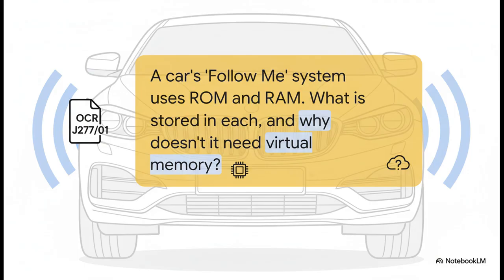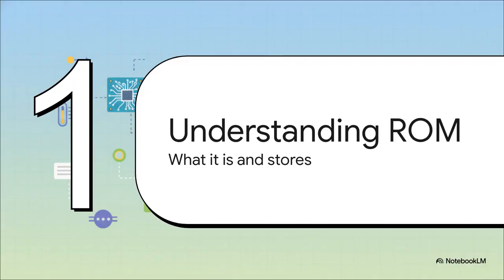Right, so here's the challenge. It's from the OCR J27701 paper, and it's all about a car's follow me system. This is a perfect example of an embedded system, a computer built for a specific task. We're going to break this down piece by piece and figure out how to grab every single one of those marks. First up, part 1.